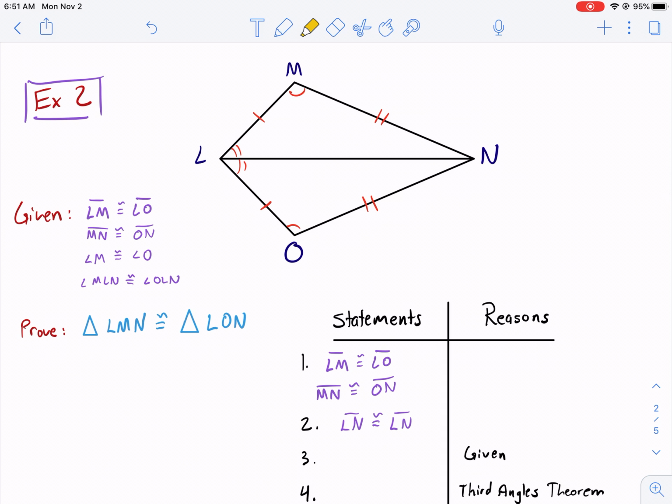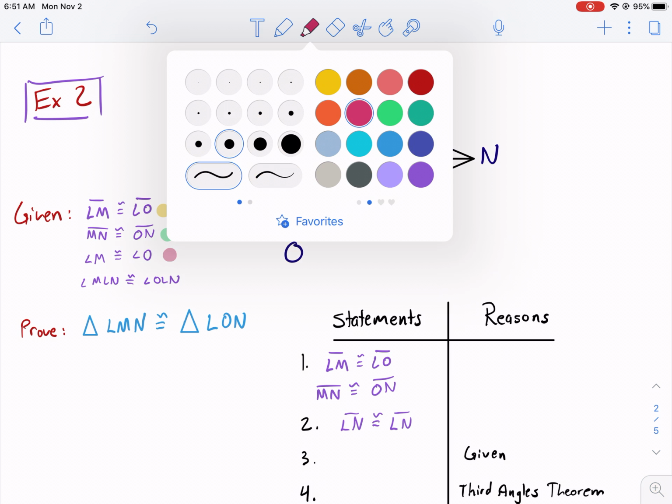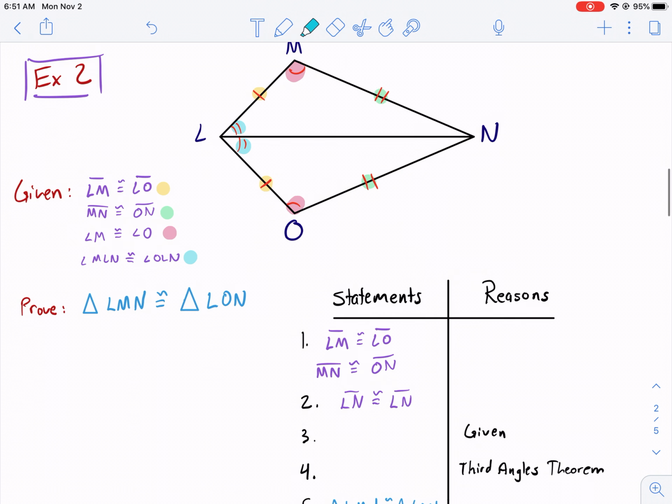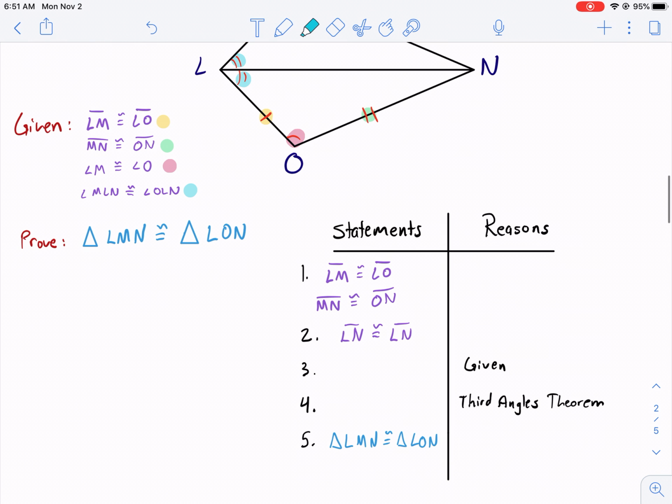So given all these things, and the givens are here, so LM, LO, that's this one. Then we have MN, ON, those are congruent. Then we have angle O and angle M, that's here. And then lastly, we have MLN, this one, and OLN, that one. Okay, so we're given that. We need to prove that LMN and LON, those two triangles, are congruent.